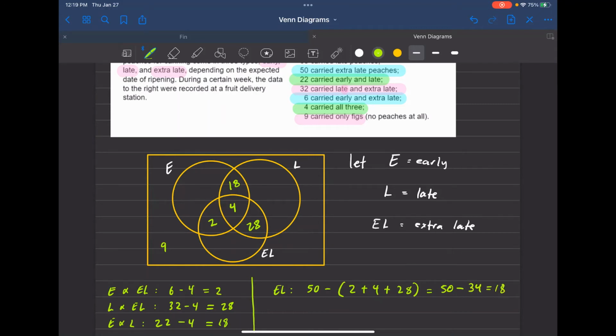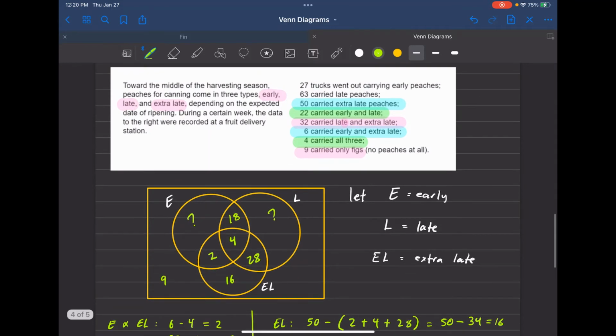So 18, sorry, that's 16. 50 minus 34. So 16 would be right here. So together, 16 plus 2 plus 4 plus 28 will give us 50 that are carrying extra late peaches. Similarly, we can find this region and this region by simply looking at what's been given to us.